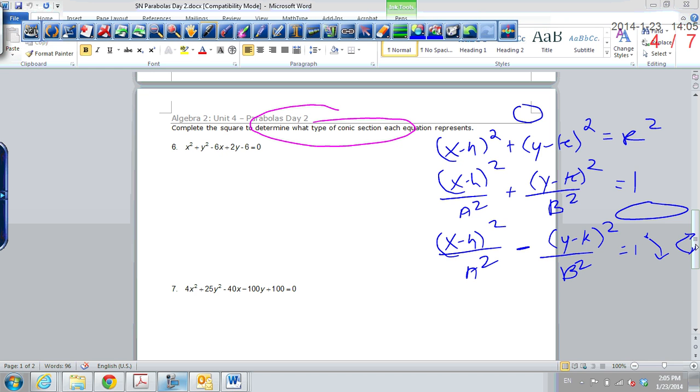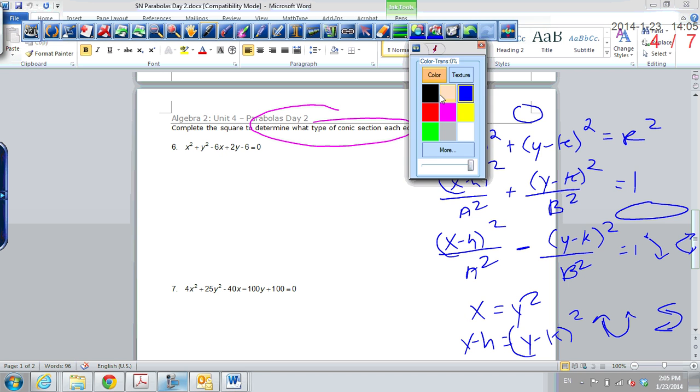Terrible drawing of a hyperbola. And then the last thing, if it's like that or something like that, that's got to be a parabola. So up like a cup, down like a frown, sideways, whatever you got there on that one. Okay, so that's kind of where we're headed as far as that goes.